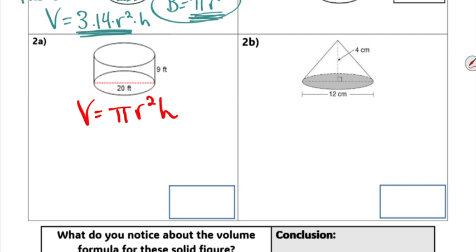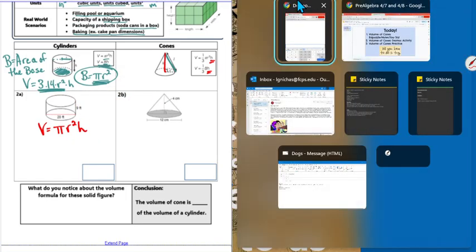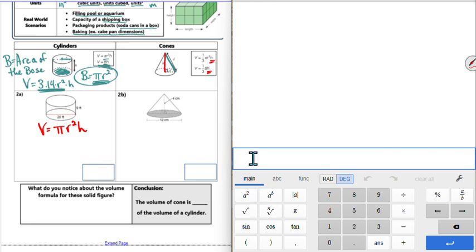And I want to show you one really easy way to do this in Desmos. So I'm going to type that formula. I'm not going to type the equal sign. It really can't solve an equation, but I'm going to type the part that I want it to solve. Pi times the radius squared times h. So all I really did is type out this part of the equation.